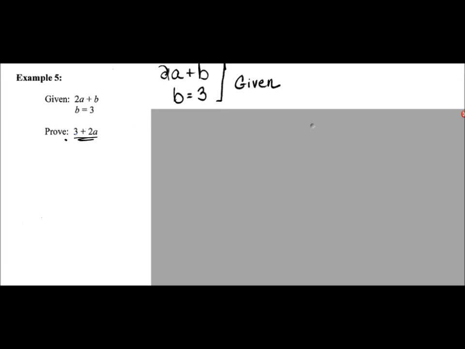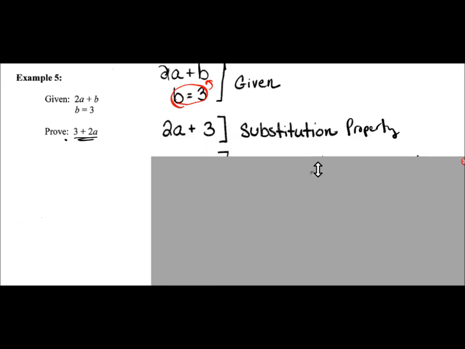So I begin by writing my given information. And when I do that, I notice that I have 2a plus b, and I have this b equals 3. So I can plug that in to get rid of my b. That would give me simply 2a plus 3. That's the substitution property.